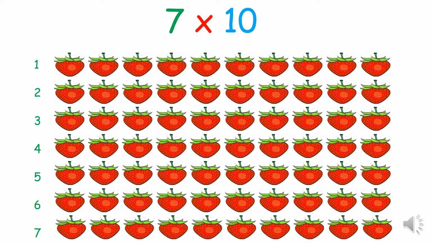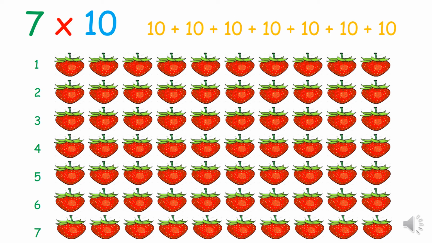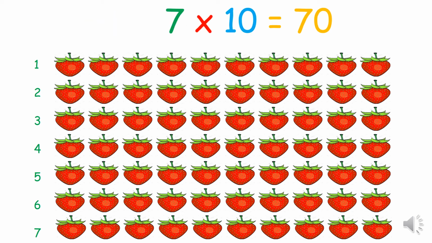Now we can use this to write our repeated addition number sentence. 10 plus 10 plus 10 plus 10 plus 10 plus 10 plus 10. A lot of 10s there. We can count them now in 10s to work out our answer, our product. Are you ready? 10, 20, 30, 40, 50, 60, 70. We have 70 strawberries in total. So our completed number sentence says 7 times 10 equals 70. So 70 is our product.